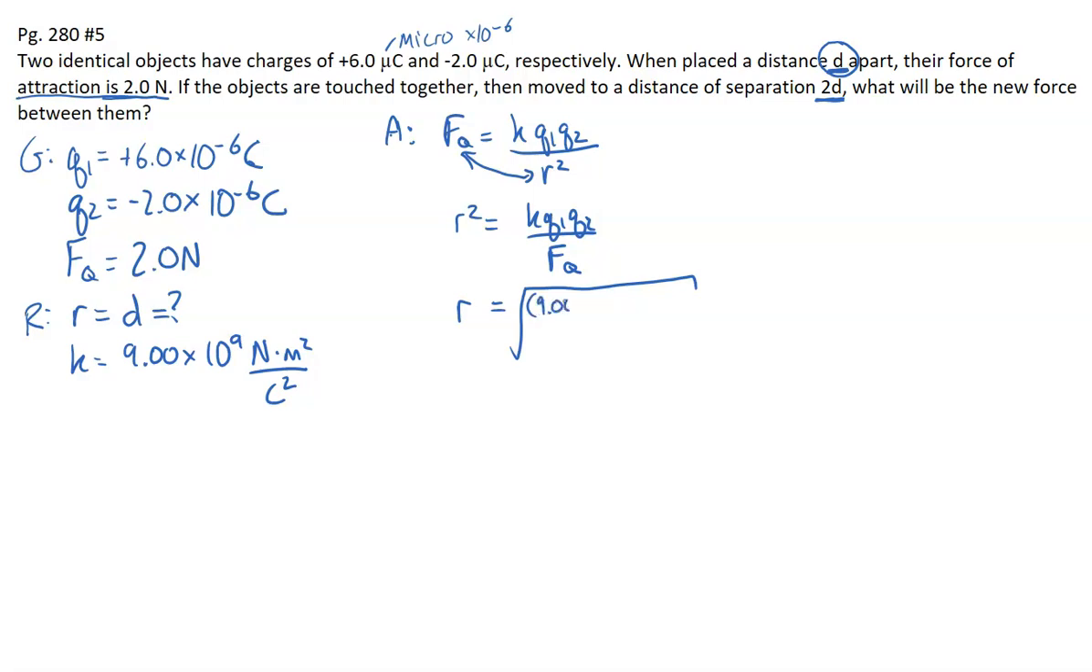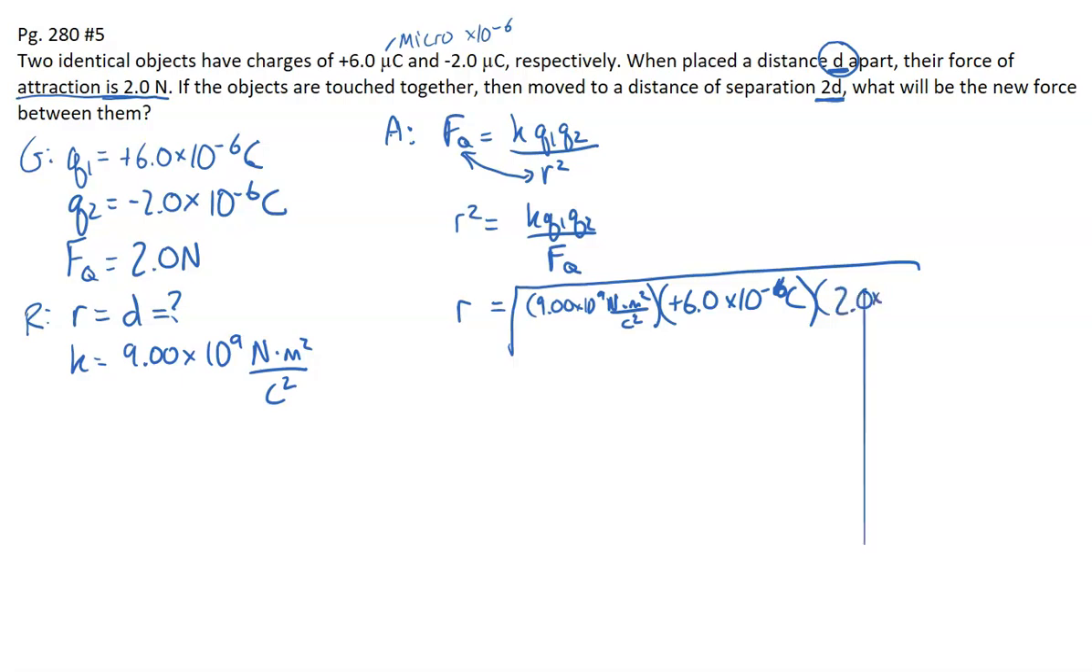So we're going to go 9.00 times 10 to the 9 newton meters squared per coulomb squared. Going to have to expand this out a little further. Q1 is positive 6.0 times 10 to the negative 6 coulombs. And then Q2 is 2.0 times 10 to the negative 6 coulombs again. Now you'll notice something that I did here.